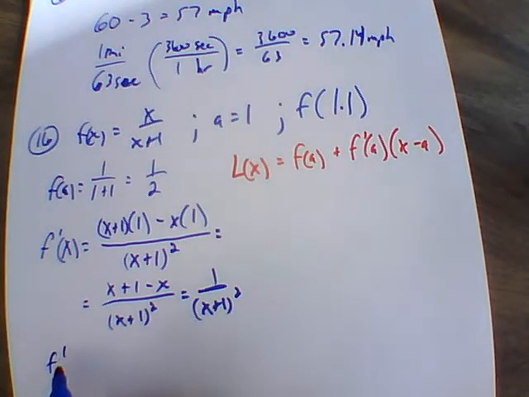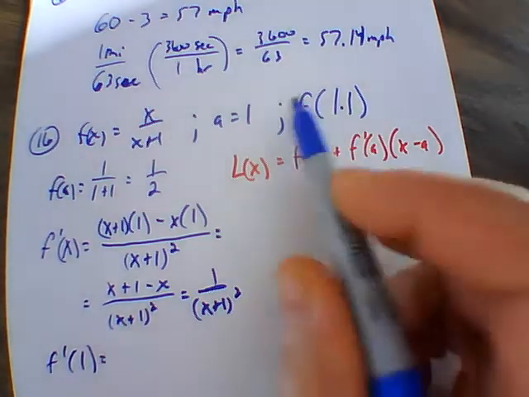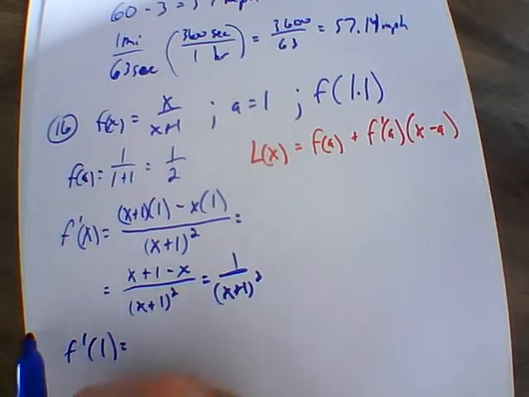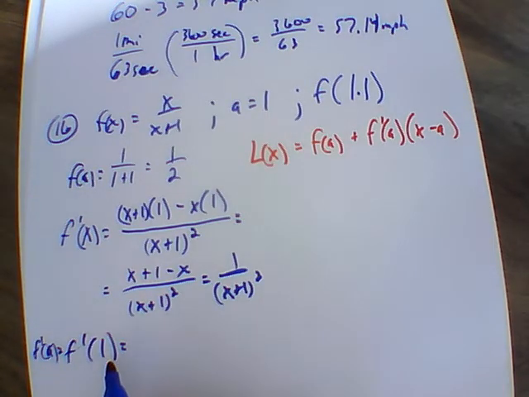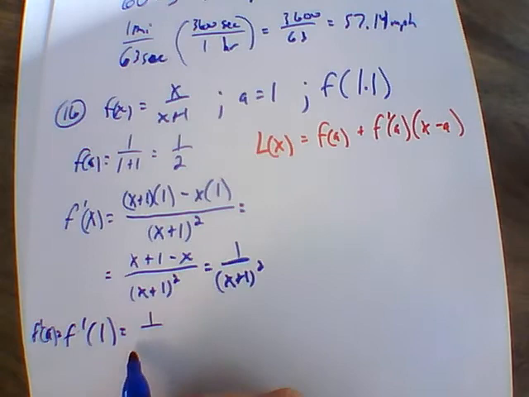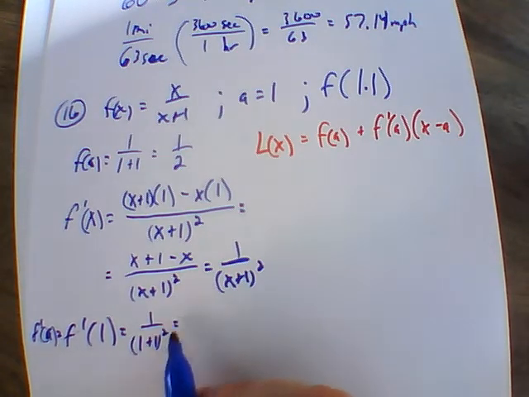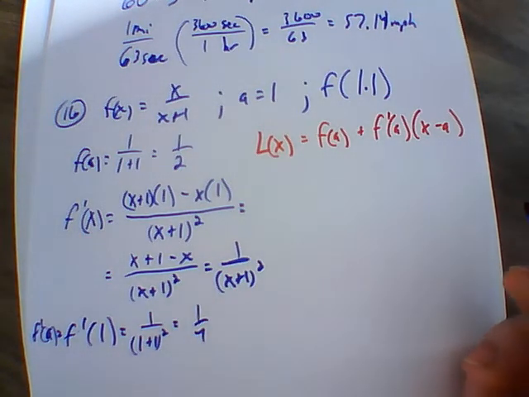So now we take f prime of 1, because f prime of a. So here I can go like this, f prime of a equals f prime of 1. So we have 1 over (1 plus 1) squared, so that is 1/4.